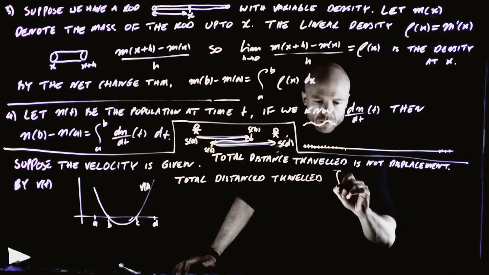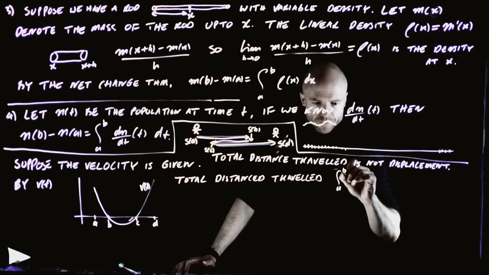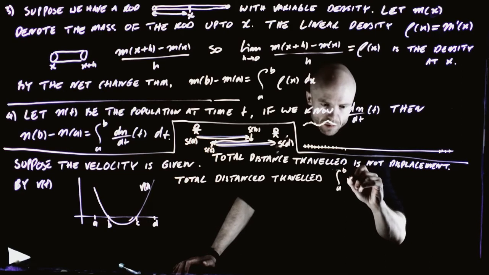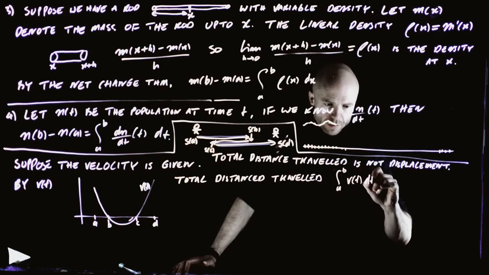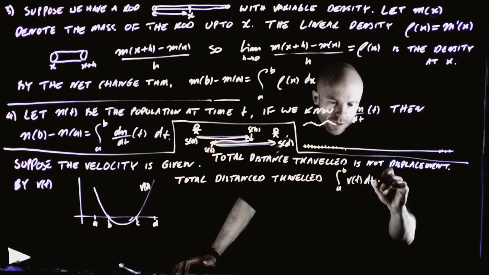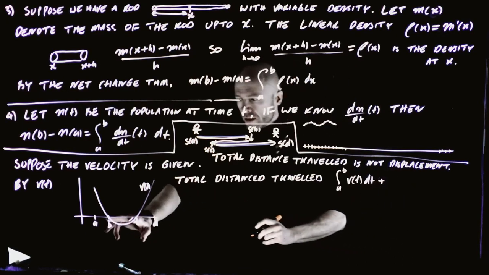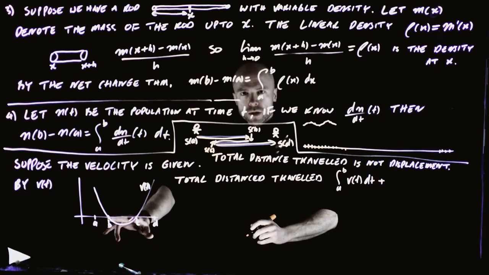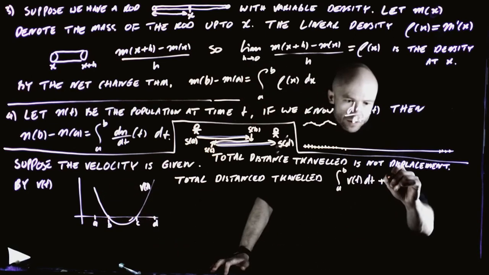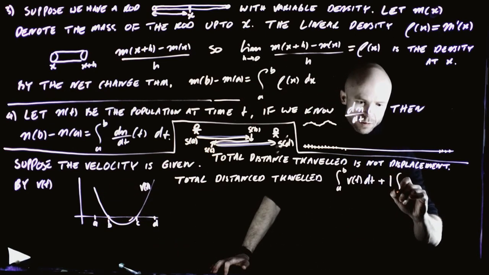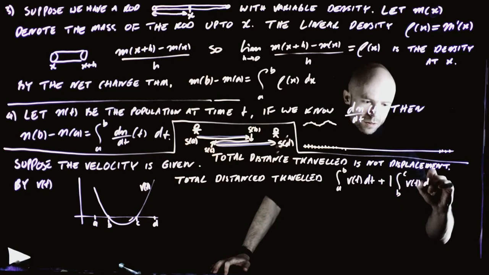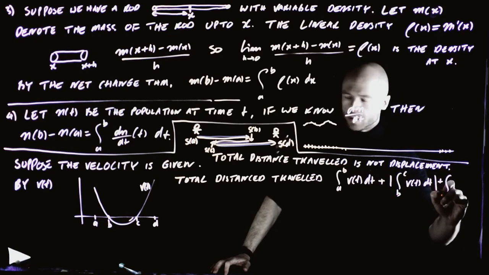So what we've learned is that the total distance traveled is the integral from A to B of v of t dt. That's the first part, and for the next part we need the negative, or the absolute value, of the integral from B to C of v of t, and then the integral from C to D.